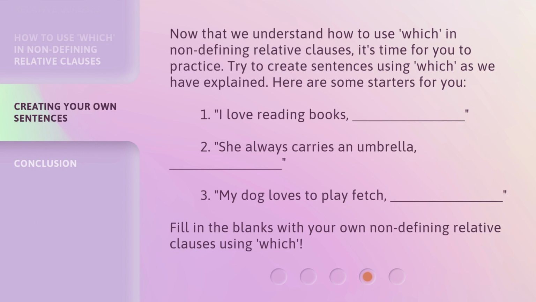Now that we understand how to use which in non-defining relative clauses, it's time for you to practice. Try to create sentences using which, as we have explained. Here are some starters for you. 1. I love reading books. Blank. 2. She always carries an umbrella. Blank. 3. My dog loves to play fetch. Blank. Fill in the blanks with your own non-defining relative clauses using which.